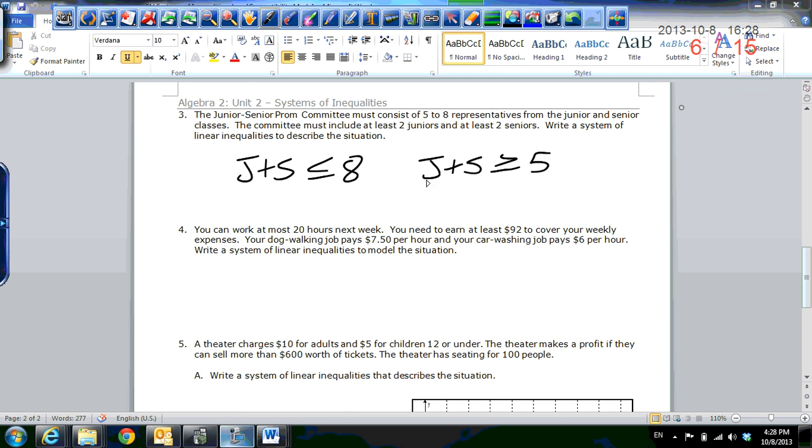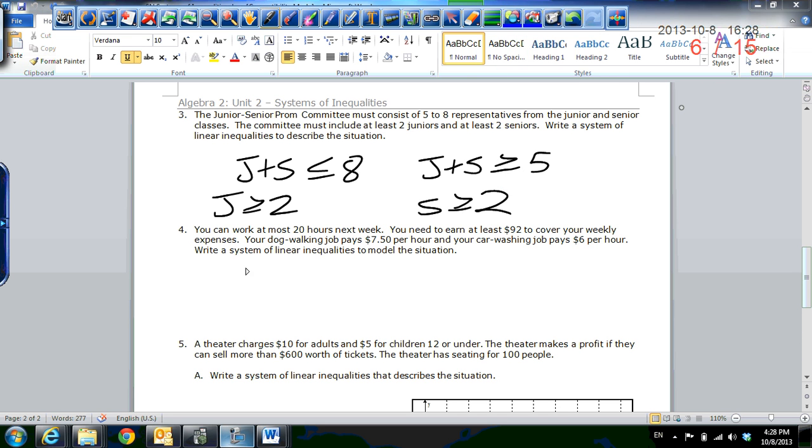Anyway, so we got J plus S is less than or equal to 8, and then J plus S is greater than or equal to 5, because we need somewhere between 5 and 8, and we can have 5 to 8. The next part, it says that J has to be at least 2, so J greater than or equal to 2, and S greater than or equal to 2. And that's it, because we want at least 2 and at least 2 there.